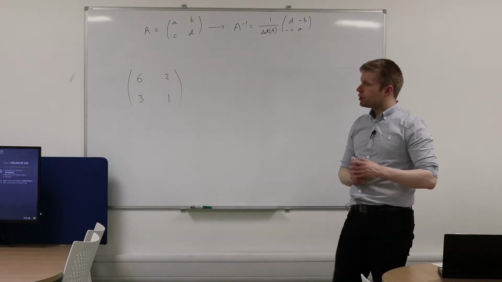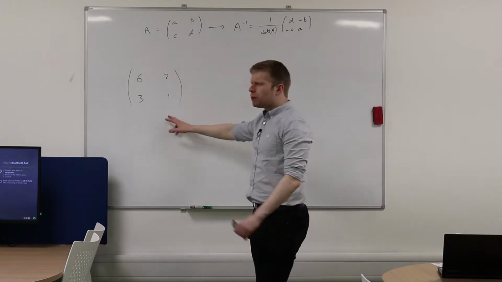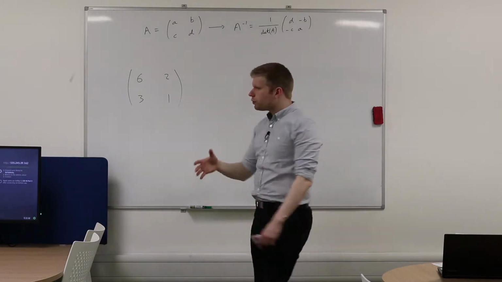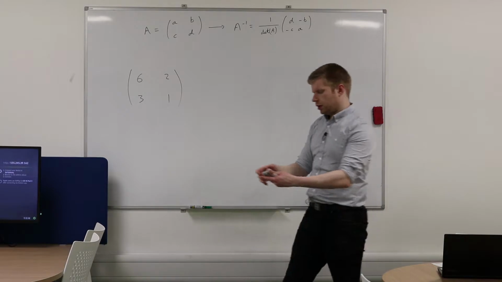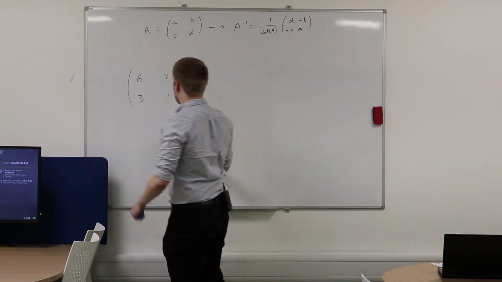Okay, so can I just bring your attention to this one here? Hopefully they were all okay. This one here is a bit weird, because I've asked you to find the inverse matrix. So let's have a think. If I want to find the inverse matrix, how would I do that first of all?